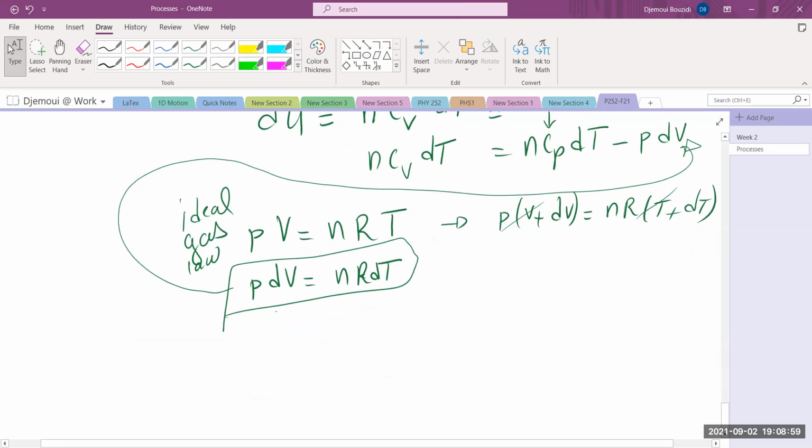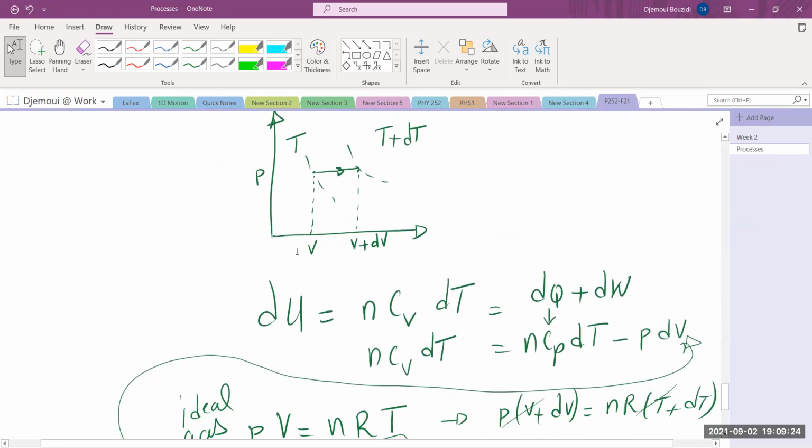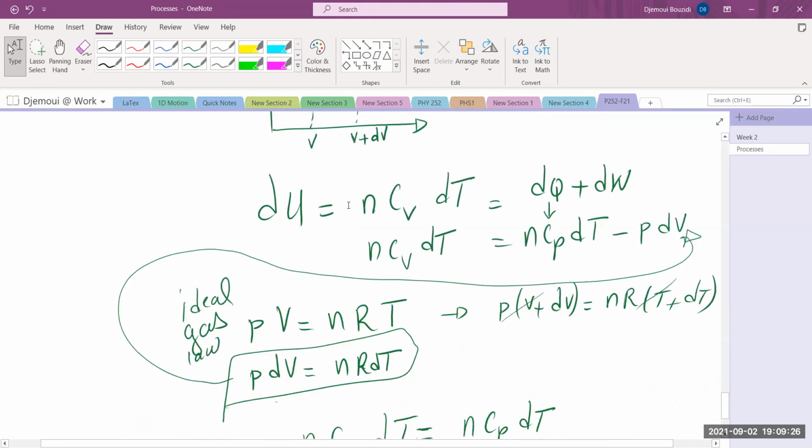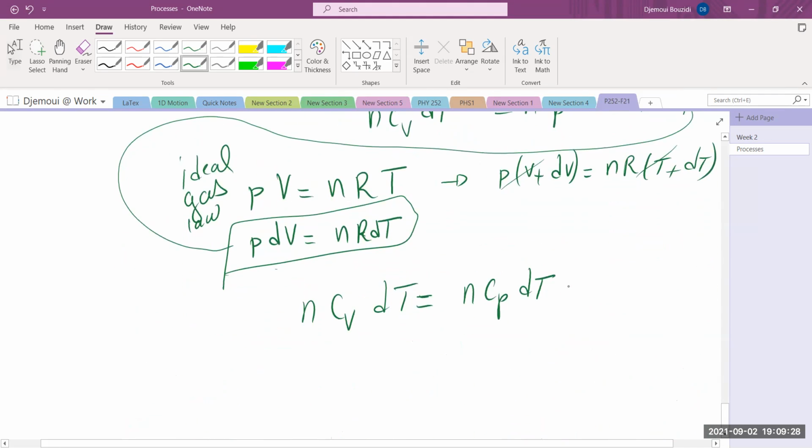To find this expression now for the energy, on one side, it's n Cv dT. On the other side, it's the sum of the heat plus the work. And the heat, in this case, is n Cp dT. And the work, which is minus P dV, is actually minus nR dT, because of this expression here using the ideal gas law, because P is fixed. We are going through an isobaric process, a process where the pressure doesn't change. So this will turn out to be minus nR dT.